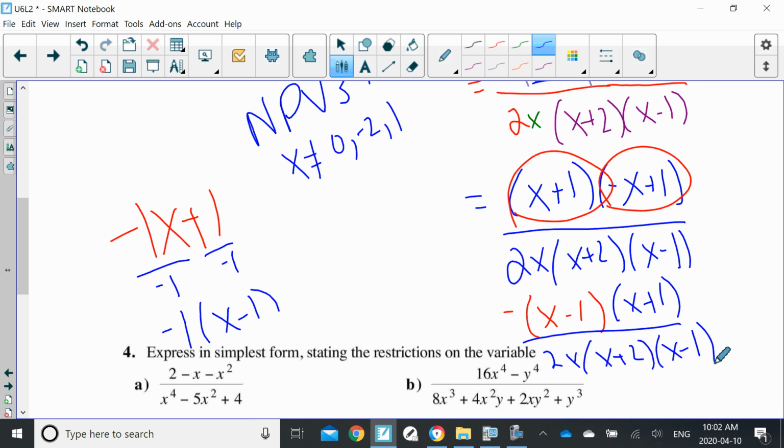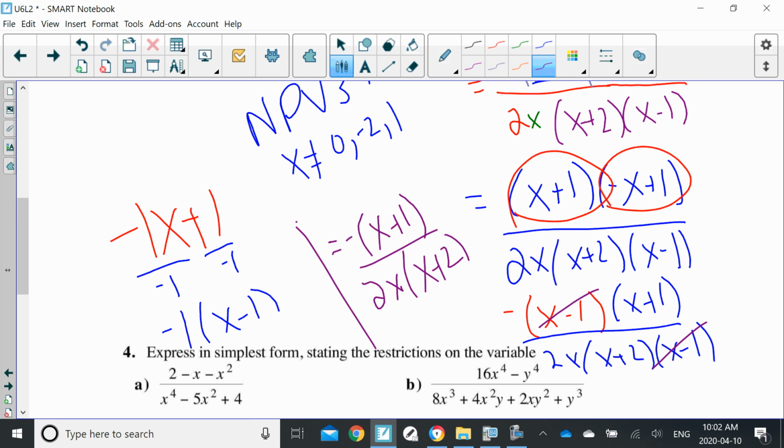Now check what cancels. X minus 1 over x minus 1 will cancel. And what we're left with at this stage is negative, and then x plus 1, all over 2x and x plus 2. I would accept this on an exam as a completely simplified answer.